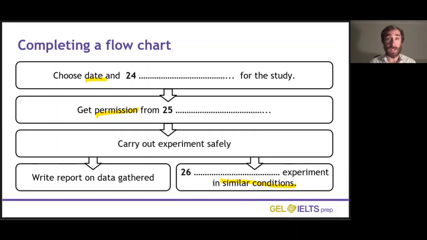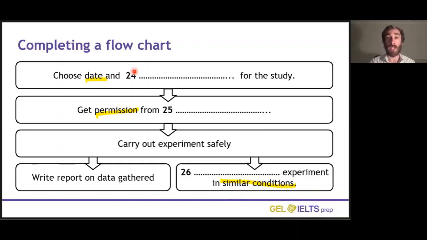The answer to question 26 will definitely be a verb. Look at the other boxes. Choose, get, carry, write. They all start with verbs, so we can be pretty confident 26 is going to start with a verb. What kind of verb could this be? What verb can we use with experiment? Well, there's do an experiment, carry out an experiment, in similar conditions, maybe repeat an experiment. So already we can be pretty confident about the kind of answer to expect here.